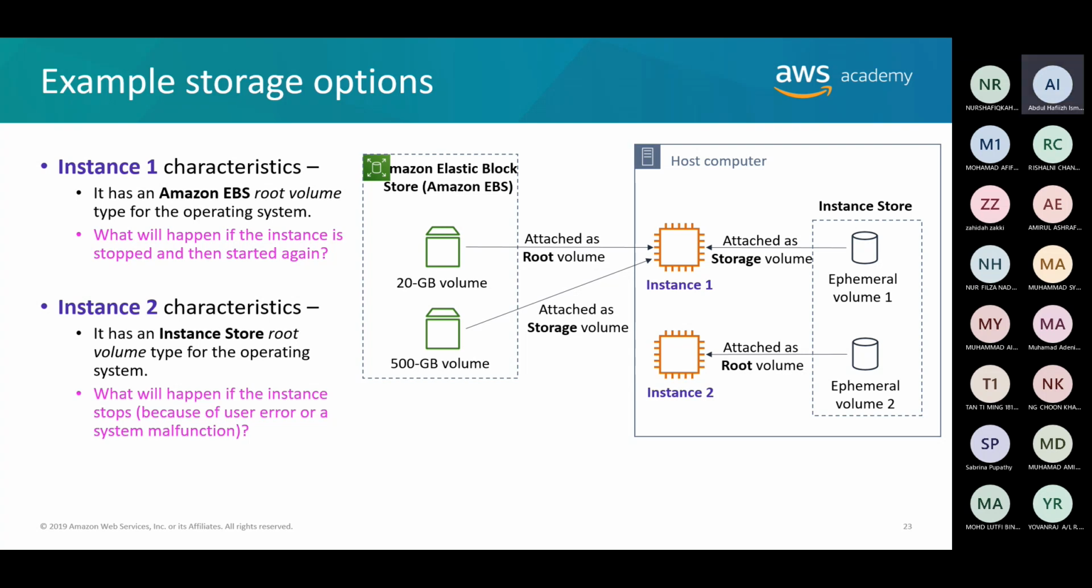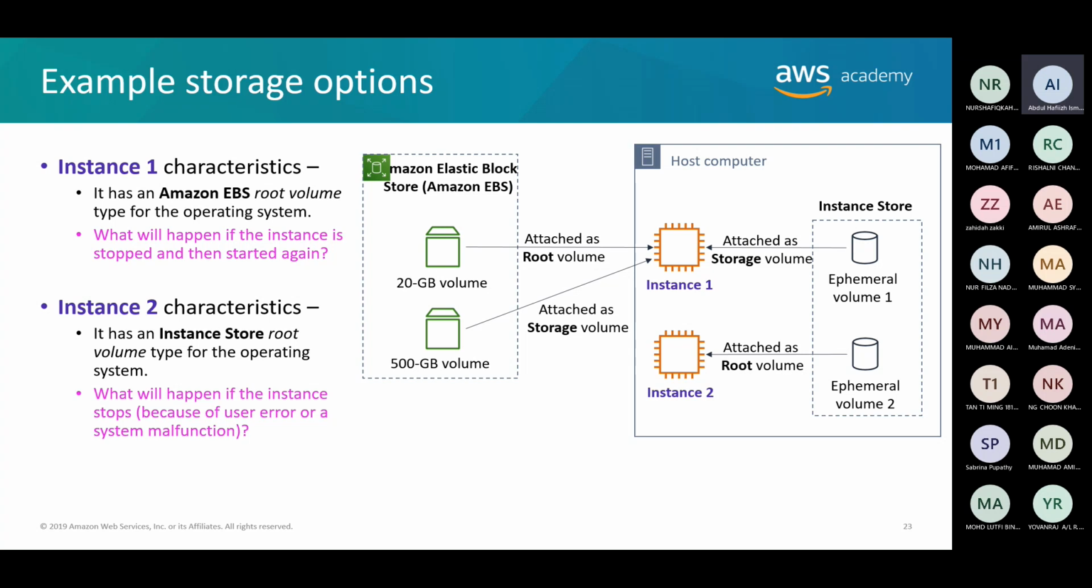Okay, here you see two examples of how storage options could be configured for an EC2 instance. So instance 1 shows that the root volume, which contains the OS and possibly other data, is stored on Amazon EBS. So dia kita simpan 20 gigabit volume and 500 gigabit volume in Amazon EBS. Dia panggil Elastic Block Store.